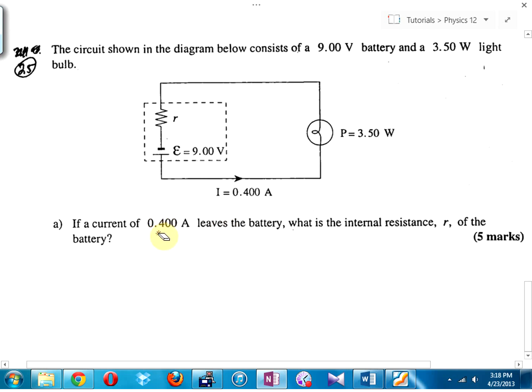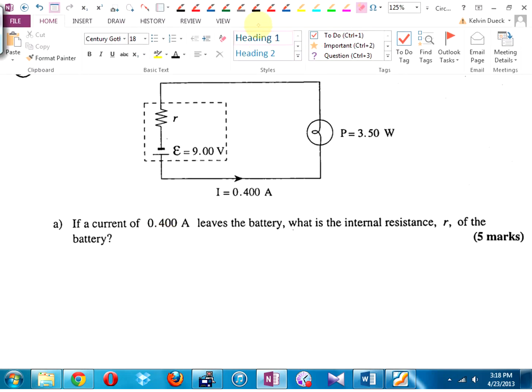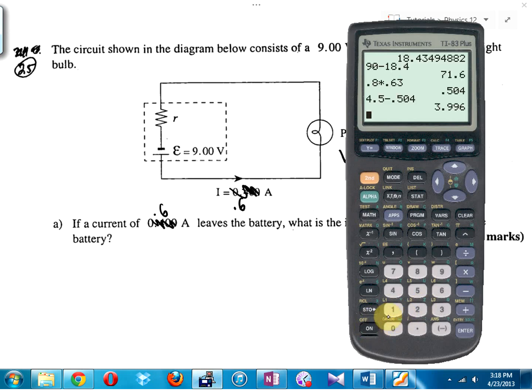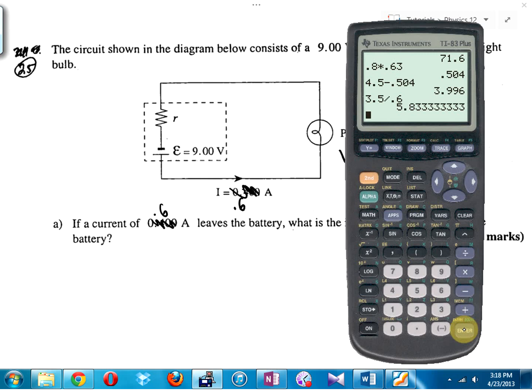Make the current larger, Mr. Dueck. Make it larger, and that way when you divide, it'll be better. Okay, good point. Good thinking. Let's do a current of 0.6 amps and 0.6 amps. So now Paige would be saying that's 0.6. The voltage would be power divided by current. Please work out half decent. 5.83333.